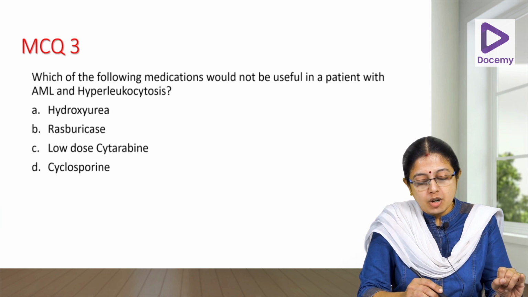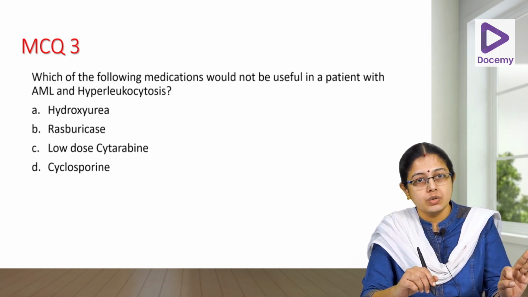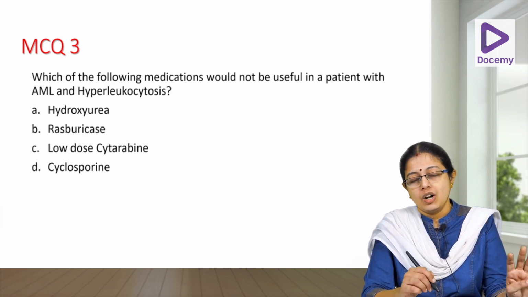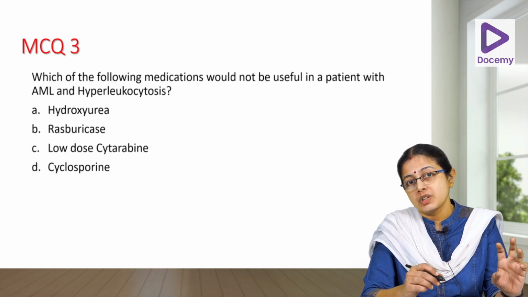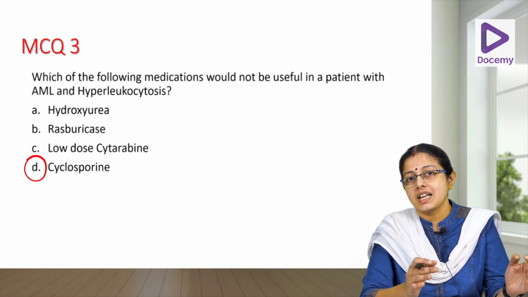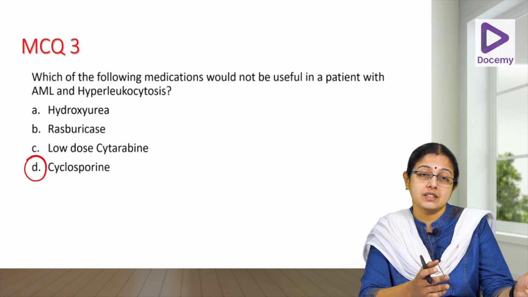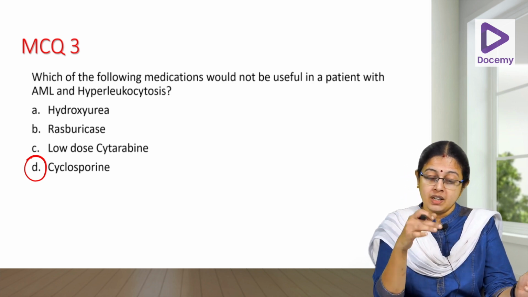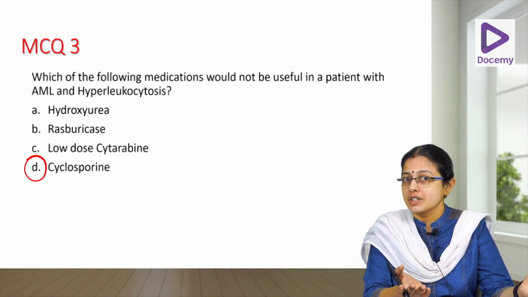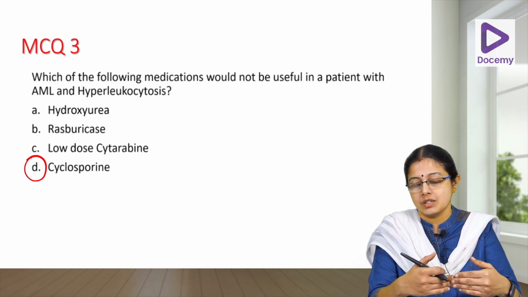The first option is hydroxyurea, second option is rasburicase, third option is low dose cytarabine, and fourth option is cyclosporin. Of these, cyclosporin is an immunosuppressive drug. It is a calcineurin inhibitor which acts by blocking the T cell receptors, the T cell lymphocytes. T cell lymphocytes are extremely important for us to control the leukemia. So anyway, it is not cyclosporin that has to be used.